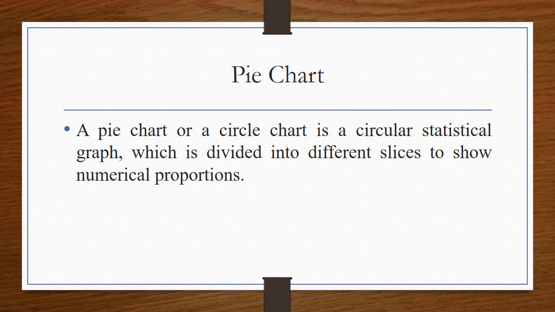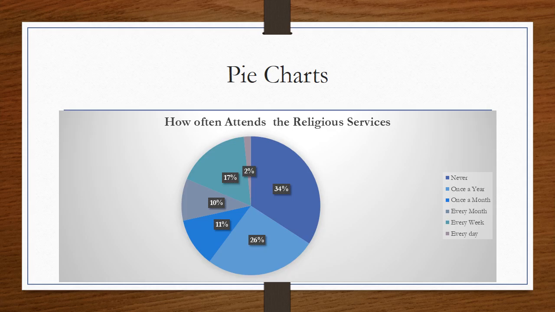Then coming to pie chart. So what is meant by pie chart? A pie chart is a circular chart. So we can call it a circular chart also. It is a circular statistical graph which is divided into different slices to show numerical proportions. If we see an example, you can come to know. This is a pie chart. So you will have a title for that pie chart. The pie chart is in circular shape. So it will also have divided slices.